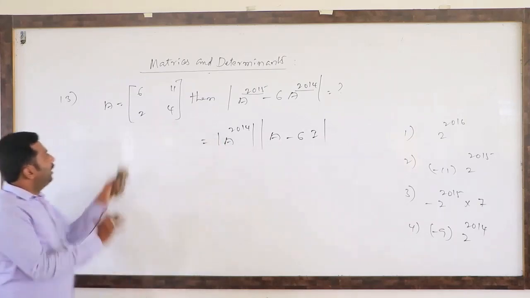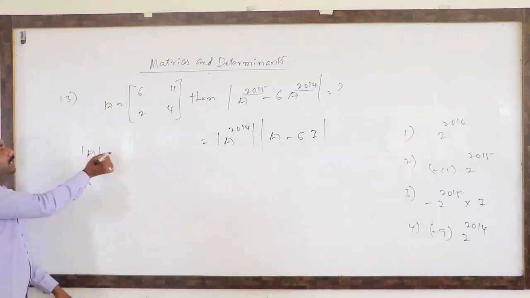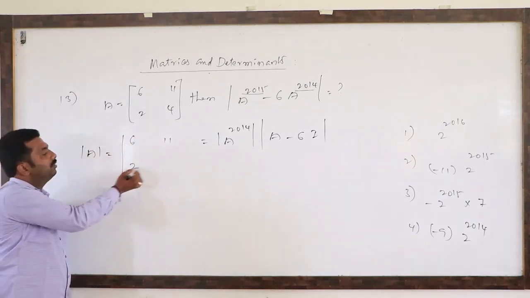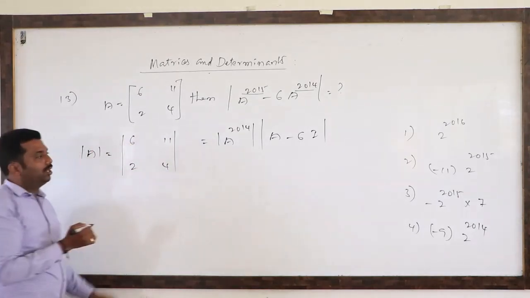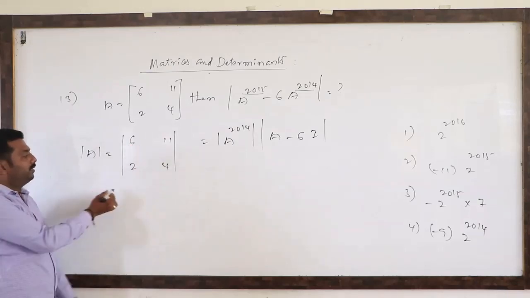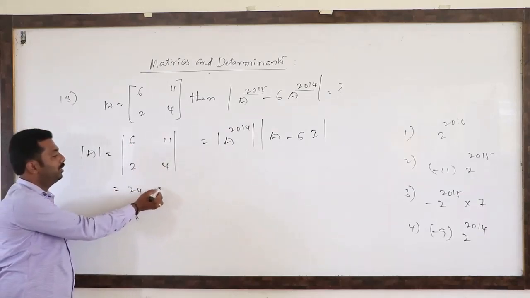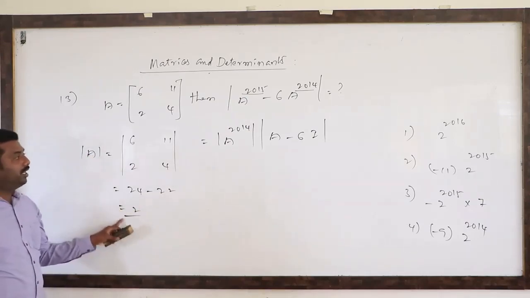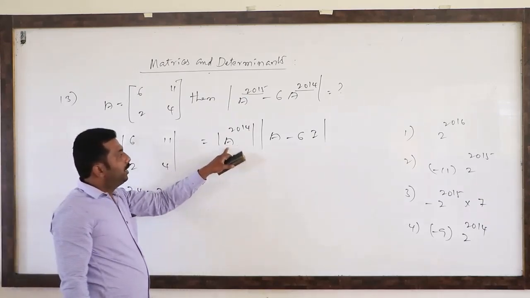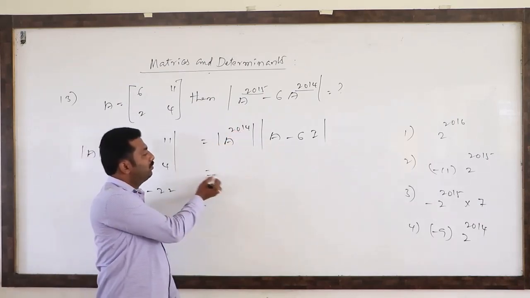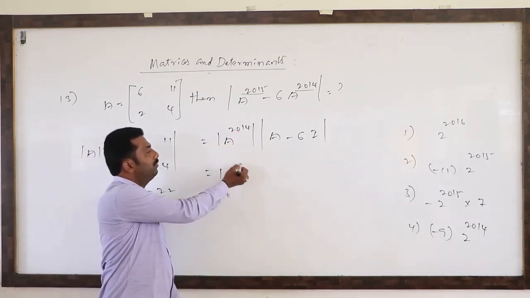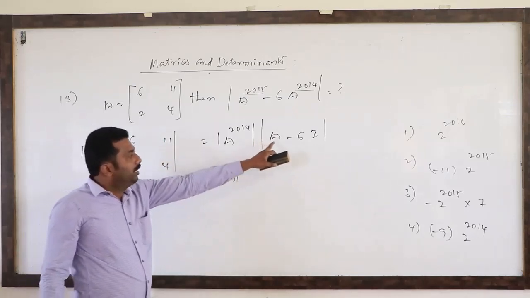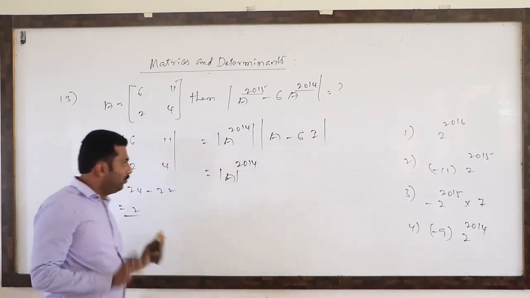So we will see the determinant of A once. Determinant of 6, 11, 2, 4. How to calculate: 6 times 4 is 24, minus 22, nothing but 2. So det A equal to 2, and det A whole power 2014 means we can write 2 whole power 2014. Then A minus 6I, very clear.